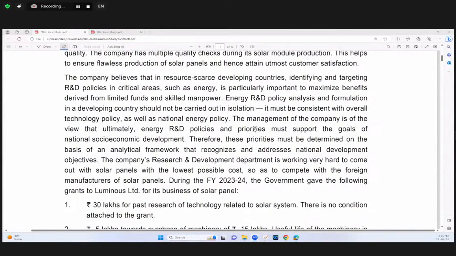Look, the company is contributing to national development, socio-economic development. Therefore these priorities, and the company's priority, students, therefore these priorities must be determined on the basis of an analytical framework that recognizes and addresses national development objectives. The company's research and development department is working day and night very hard to come out with solar panels with the lowest possible cost so as to compete with the foreign manufacturer of solar panels.